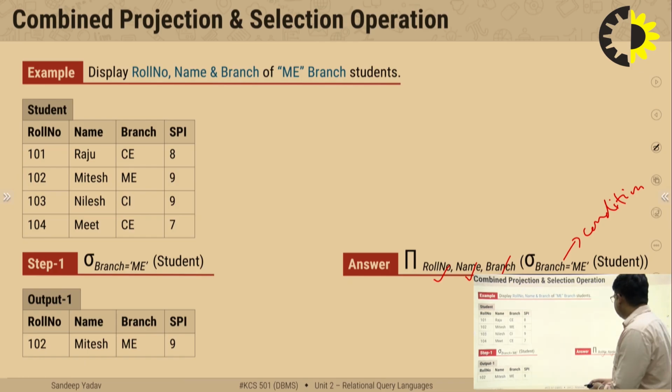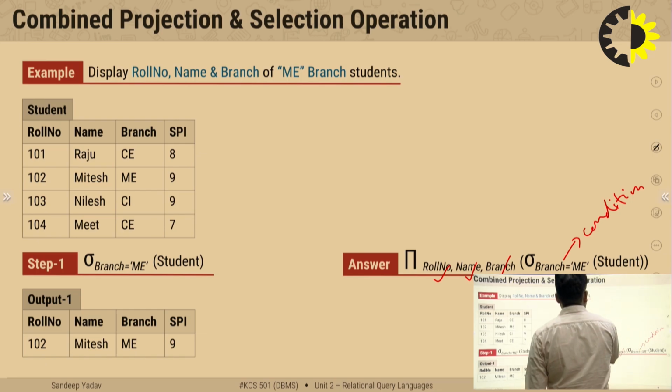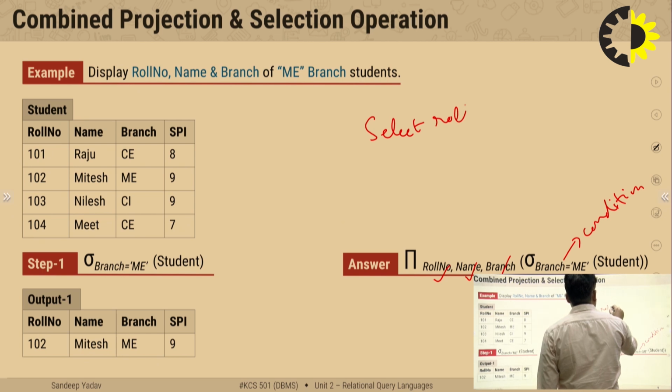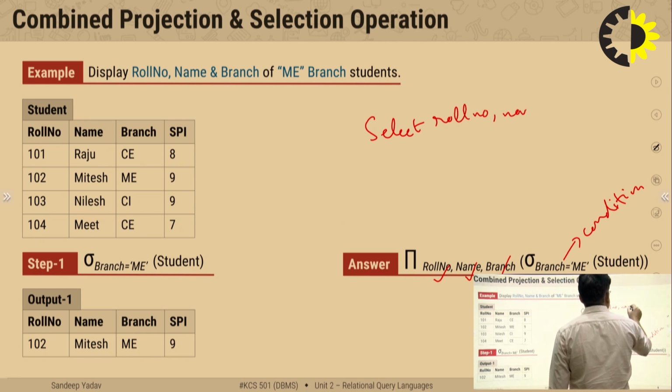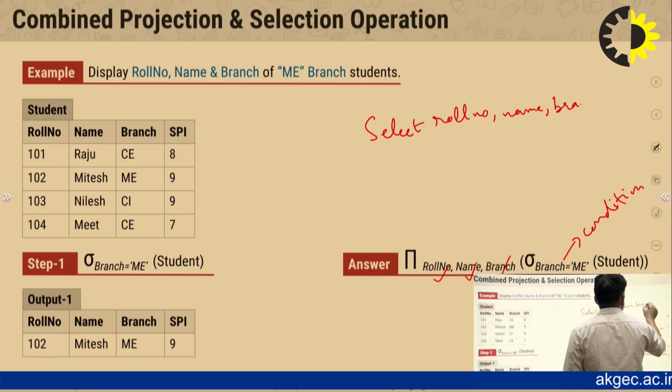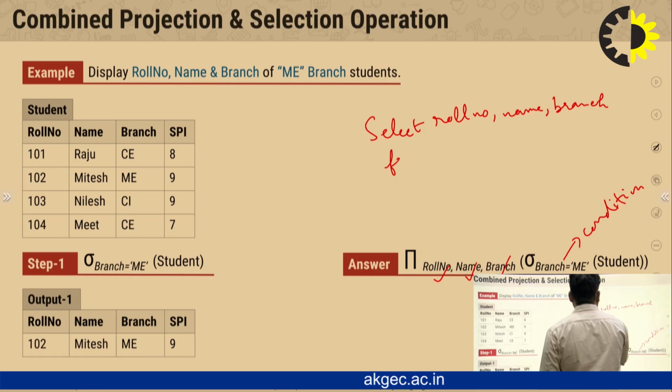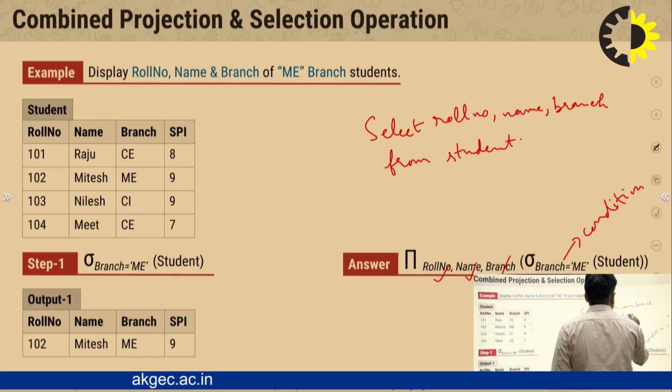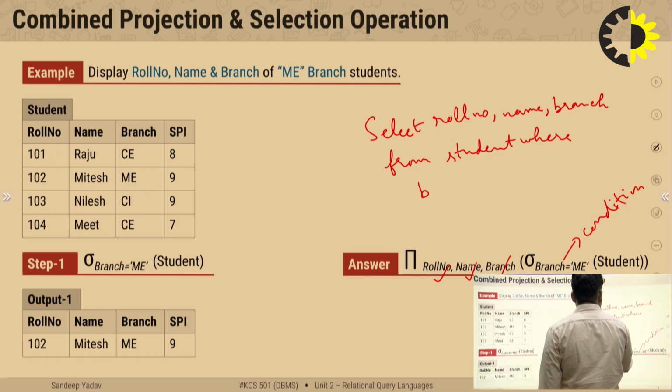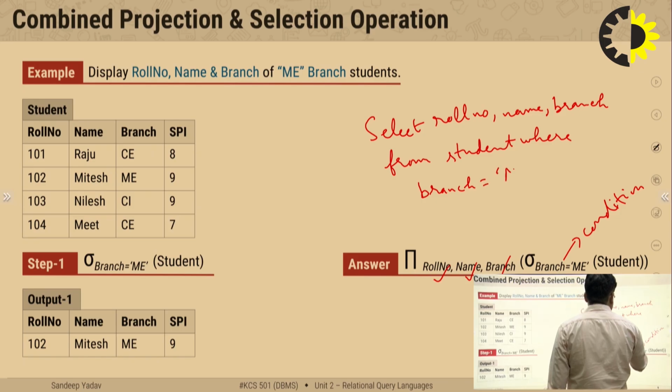And if you want to write the query in SQL for this, it is: select roll number, name, branch from student where, what is the condition, where branch equal to ME.